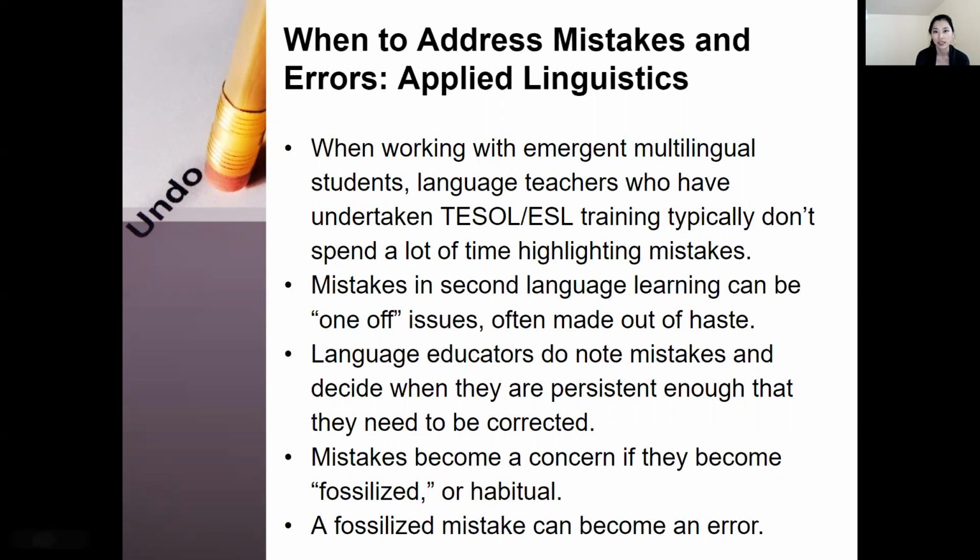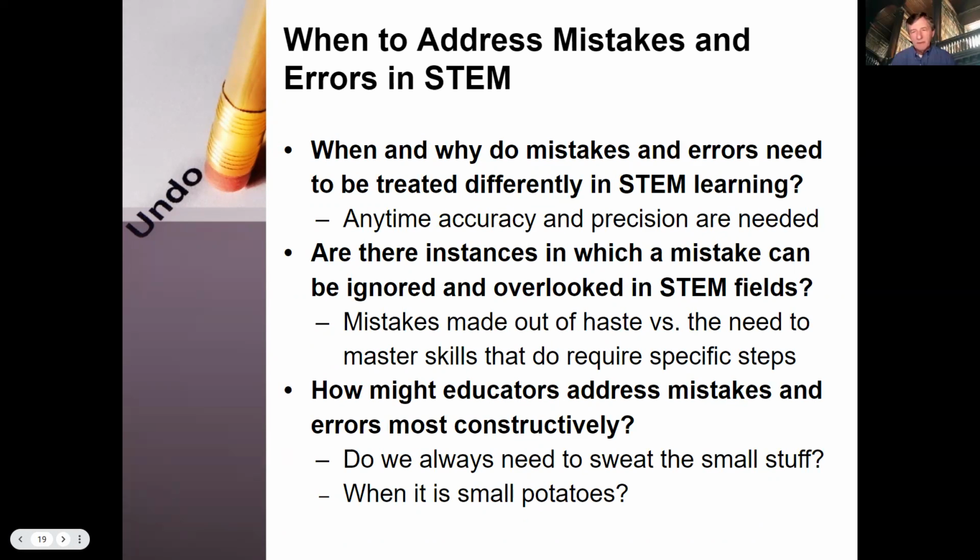A fossilized mistake can ultimately become an error if it doesn't get corrected and it turns into part of someone's individual grammar inside their head. So when and why do mistakes and errors need to be treated differently in STEM learning? The answer is anytime accuracy and precision are needed. There are instances where a mistake can be ignored and overlooked in STEM, of course, mistakes made out of haste or in the need of master skills that require specific steps. But how does an educator address mistakes and errors most constructively? And when do we need to sweat the small stuff? When is it small potatoes and when is it important?